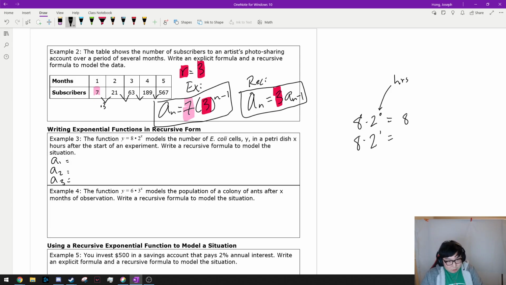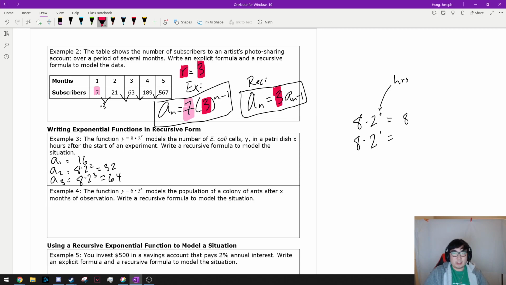For 1725, which is the time. Okay. You should have got 16. This one is 8 times 2 to the power of 2, which is 32. And this is 8 times 2 to the power of 3, which is 64.